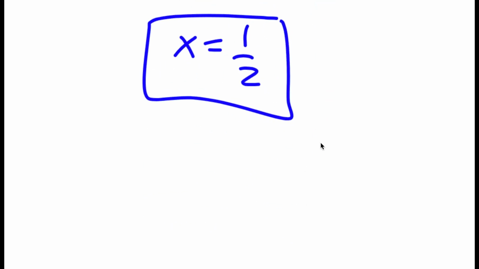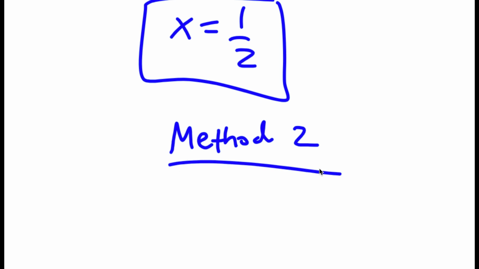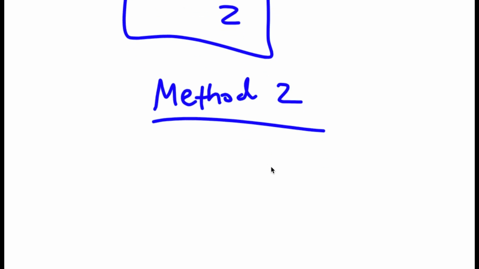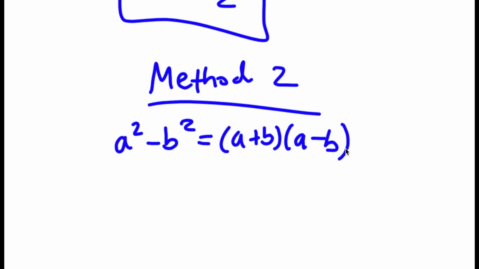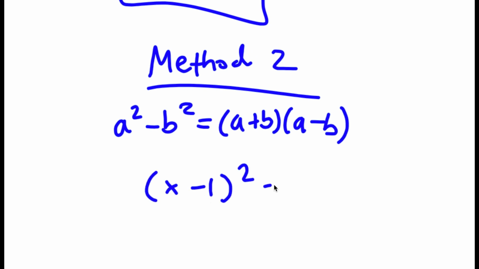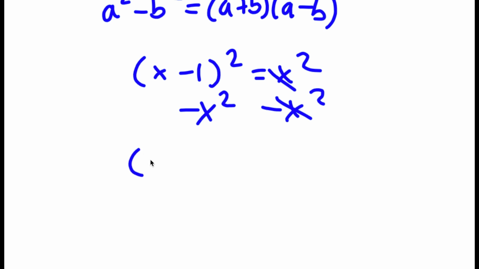Now, my second method for solving this problem: if I have something in the form a squared minus b squared, this is equal to a plus b times a minus b. So our equation is x minus 1 squared is equal to x squared. So I can actually subtract x squared on both sides. So now I have x minus 1 squared minus x squared is equal to 0.